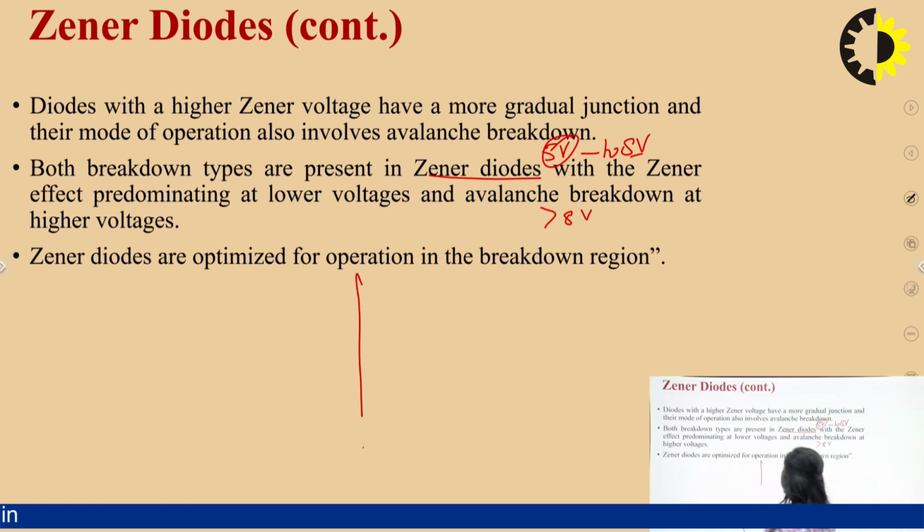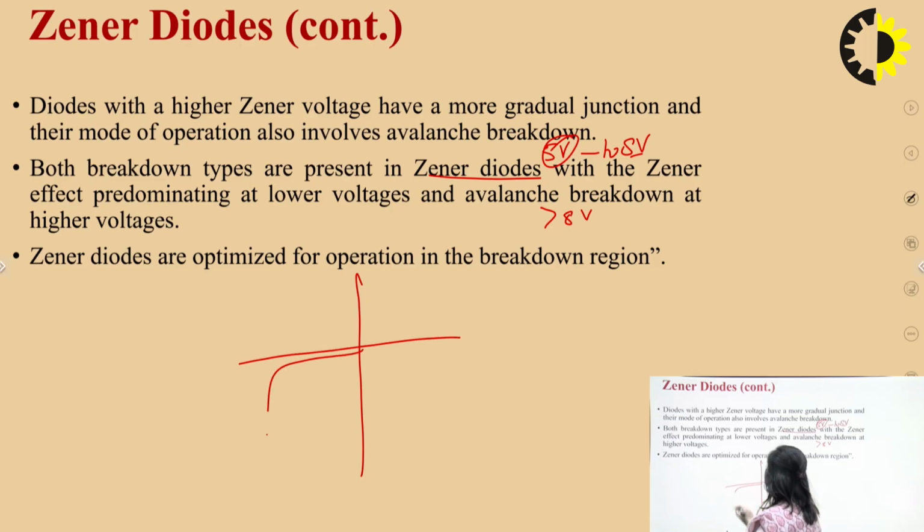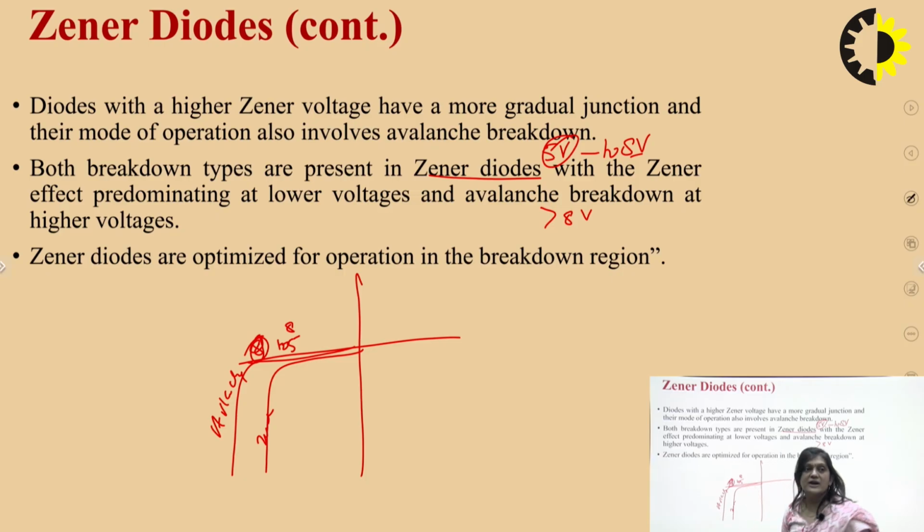This is the graph for the Zener. Zener is between 5 and 8, and this is for the avalanche. This is avalanche breakdown, and this is Zener breakdown. Avalanche is beyond 8, and Zener is 5 to 8 volt.